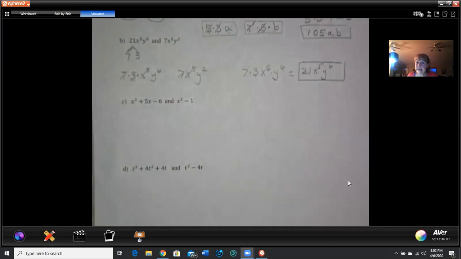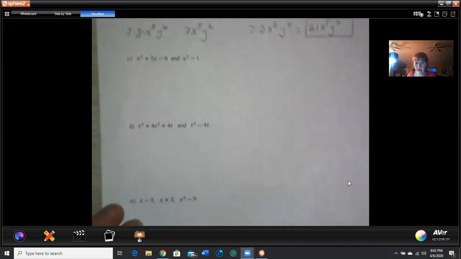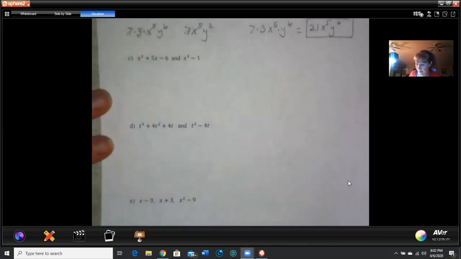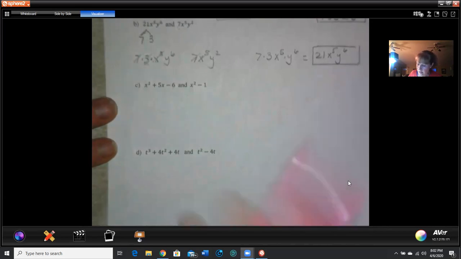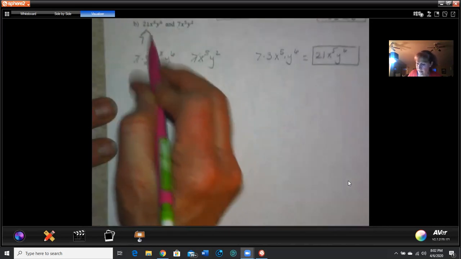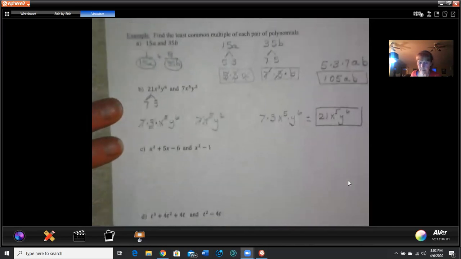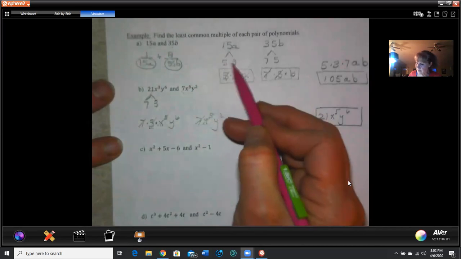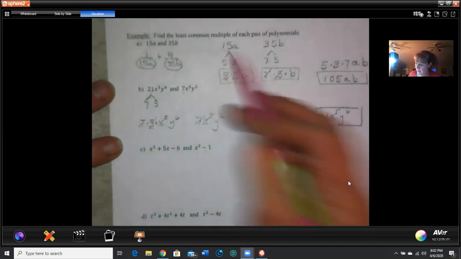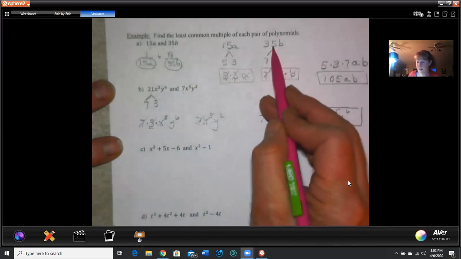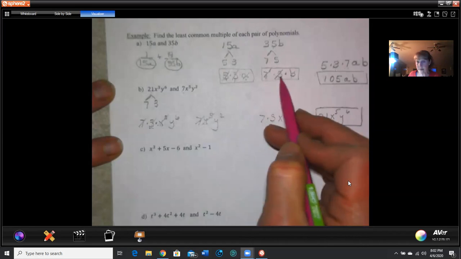Now, C and D are a little bit different. We have to factor in order to find the least common denominator. So I need to factor. So just like I factored the 21, in other words, I broke the 21 into what times what gives me 21, or in the previous problem, I factored 5 times 3 gives you 15. I'm factoring these, I'm breaking them apart. What times what gives you this? So then I could look for the highest power.